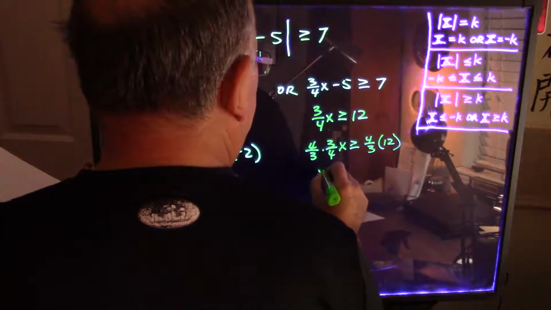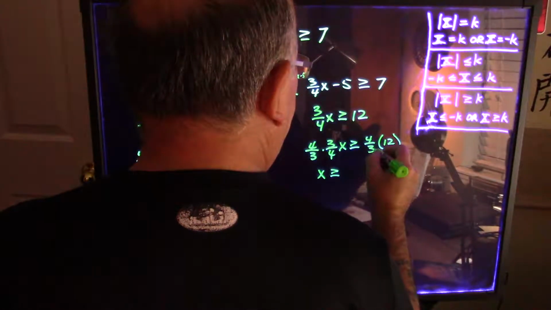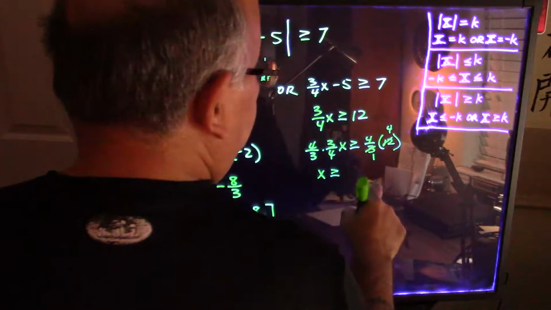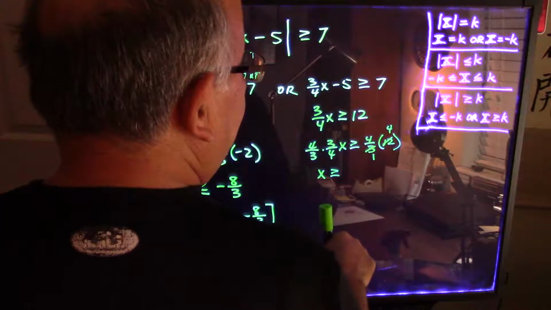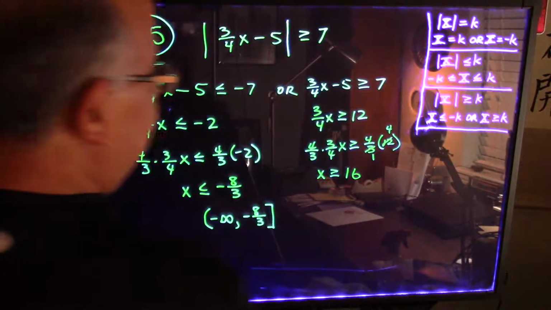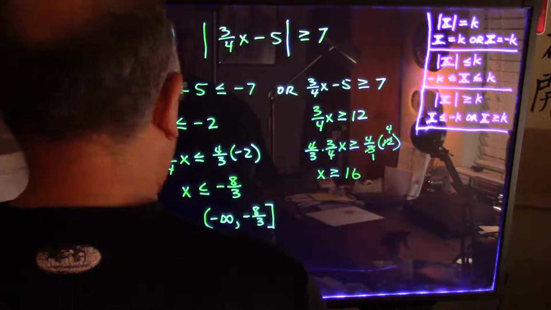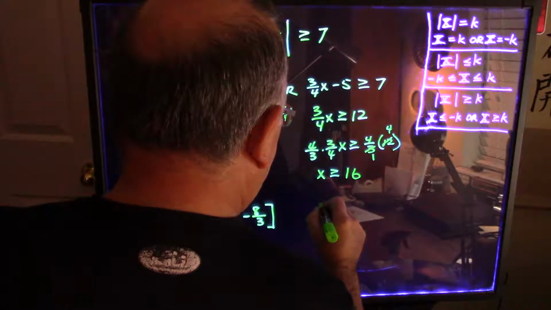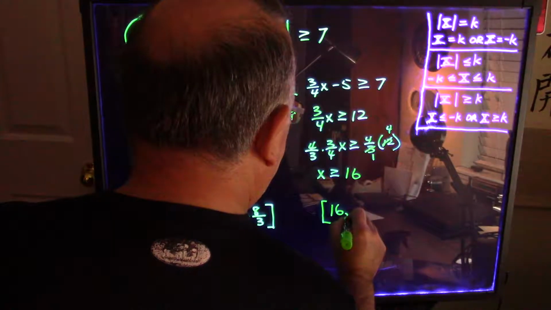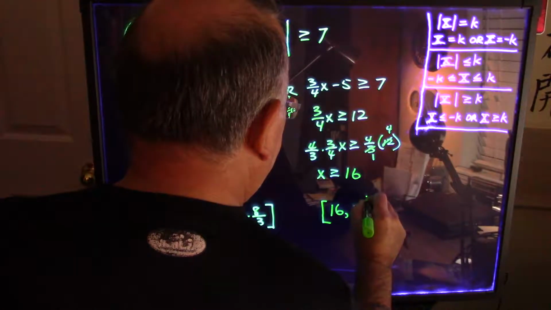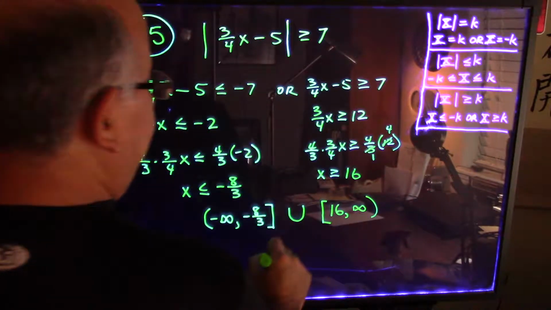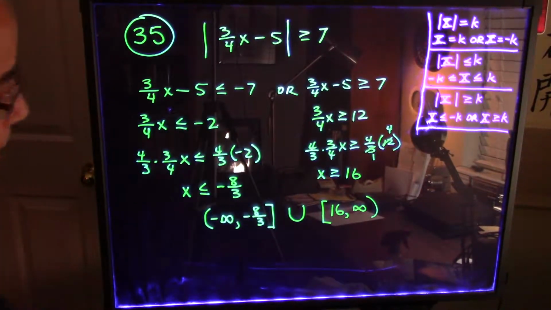So we get x is greater than or equal to, note that the 3 cancels with the 12. So 3 goes into 3 once, goes into 12 4 times, and then you got 4 times 4 is 16. Alright. So x is greater than or equal to 16. So you've got this interval, 16, including 16, to positive infinity. And or again means union, so take the union of those two, and that would be the final result right there.